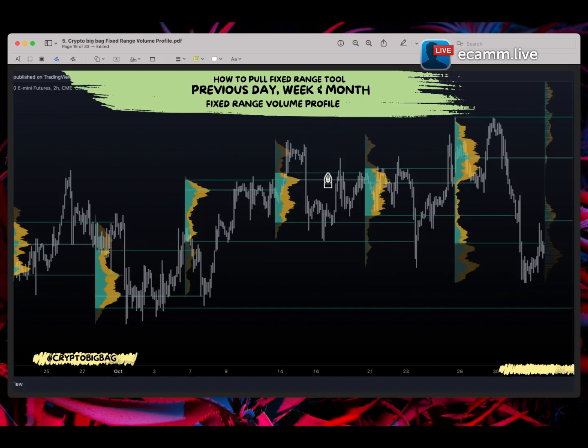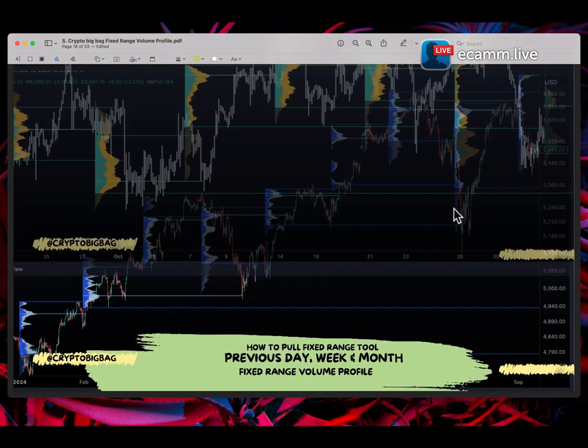This is a weekly profile, right? Each of these weekly values, previous week value high, previous week POC, previous week value low, start from the beginning of each week to the ending of each week. So that's how you can pull it from the beginning of the week to the end of the week. You will get specific levels: the value high of the previous week, value low of the previous week, and POC of the previous week.